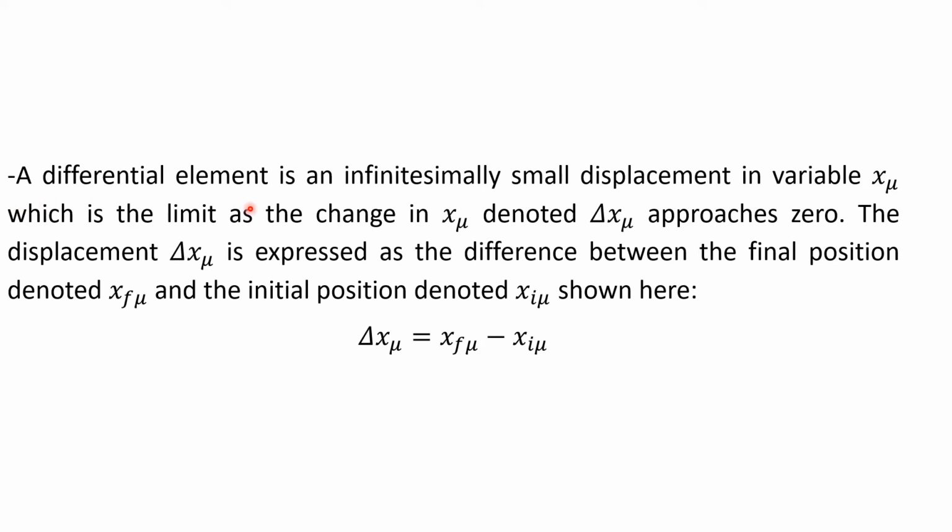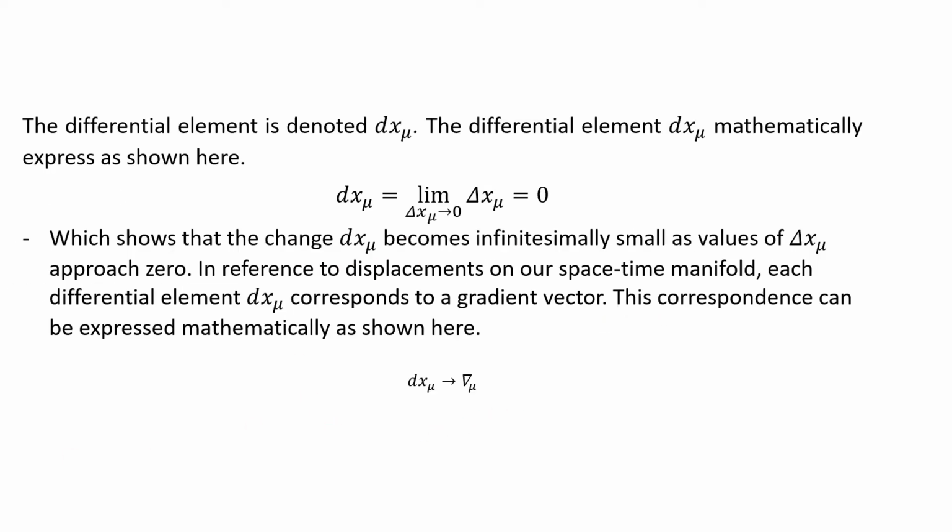A differential element is an infinitesimally small displacement in variable x or position x, which is the limit as the change in x, denoted delta x, approaches 0, as we'll see shortly. The displacement delta x is expressed as the difference between the final position, denoted x final, and the initial position, denoted x initial, as shown here. We have the entire equation right here. So now we're going to show the limit.